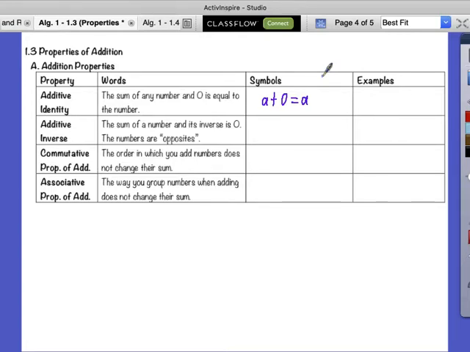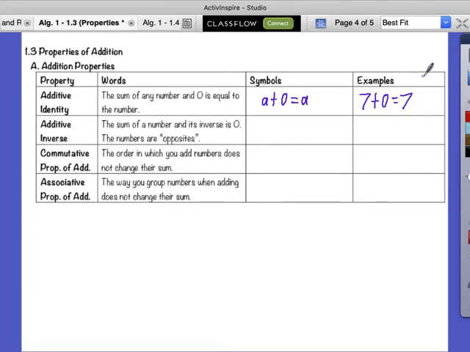Jack, give me a number. 7. So if I take 7 plus 0, what do I get? 7. That's an example of it. Isn't that pretty neat? They're both examples. One's using variables because that shows it always works, and one's using numbers to say, hey, here's something we're more used to.